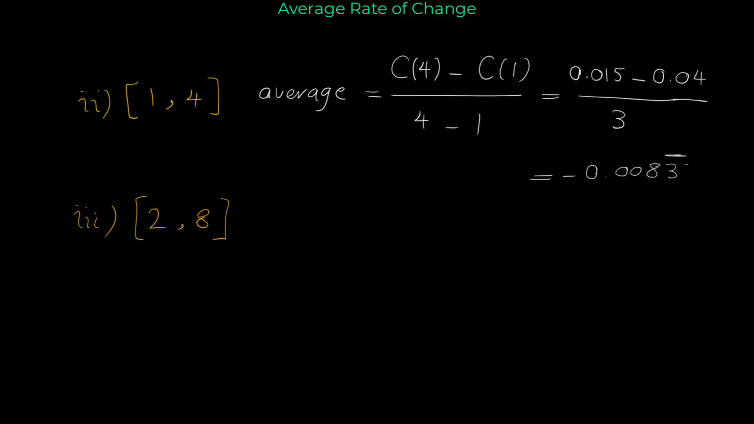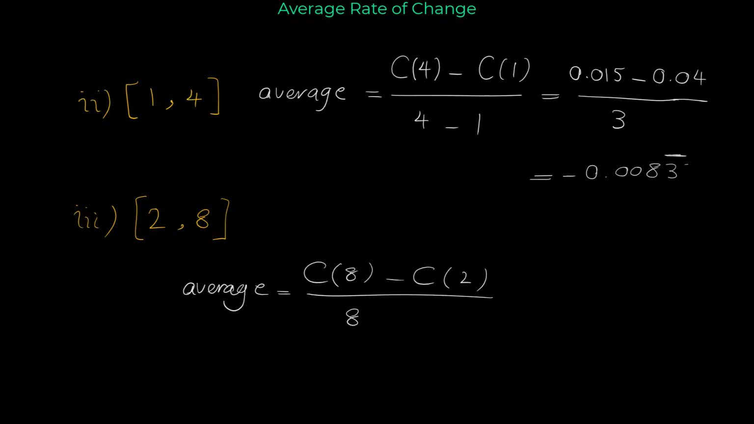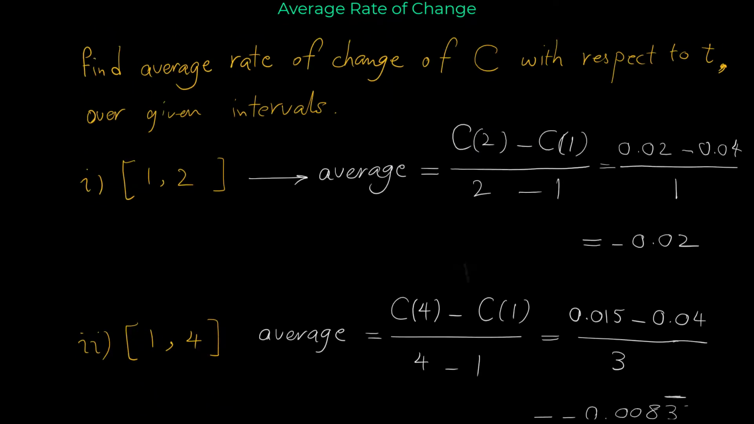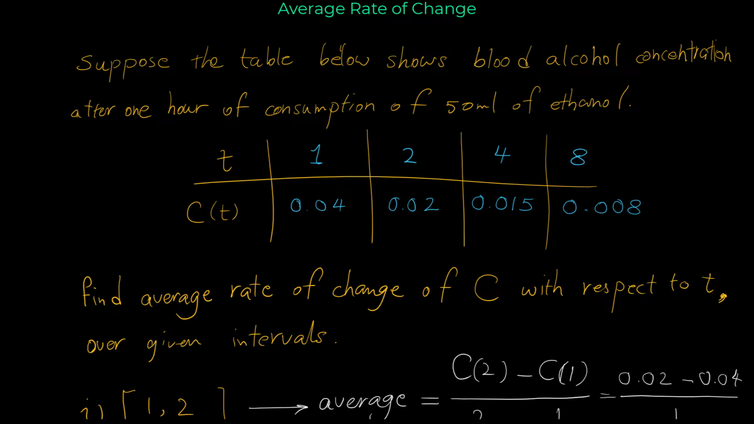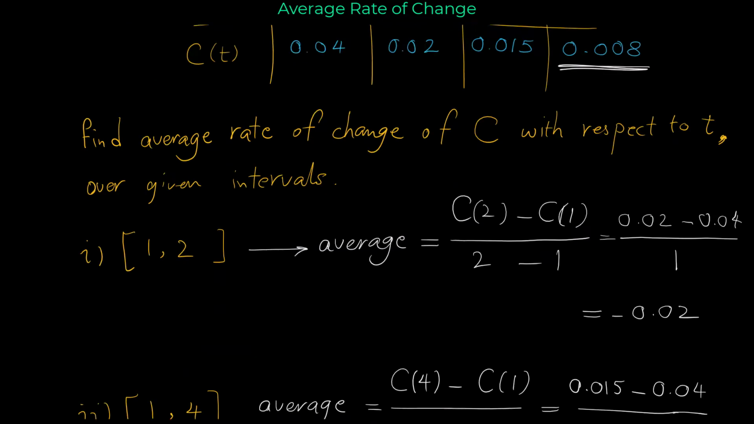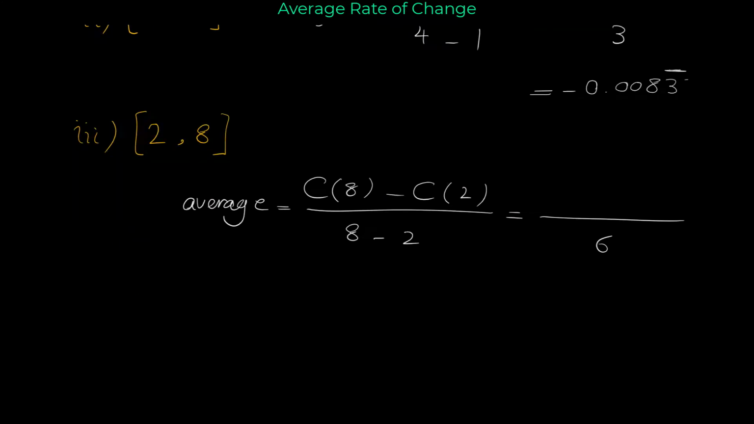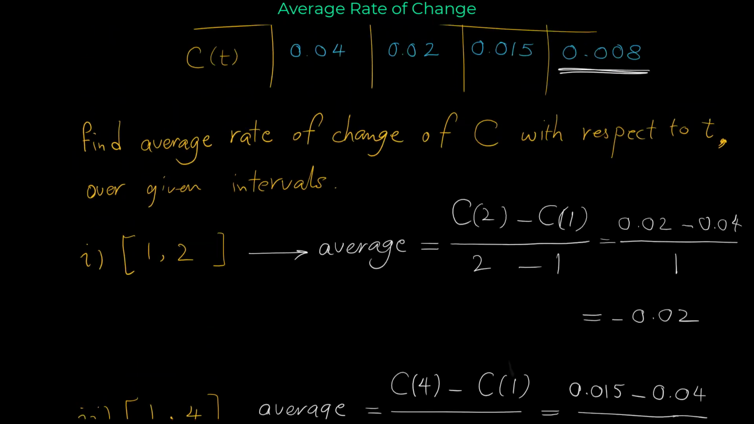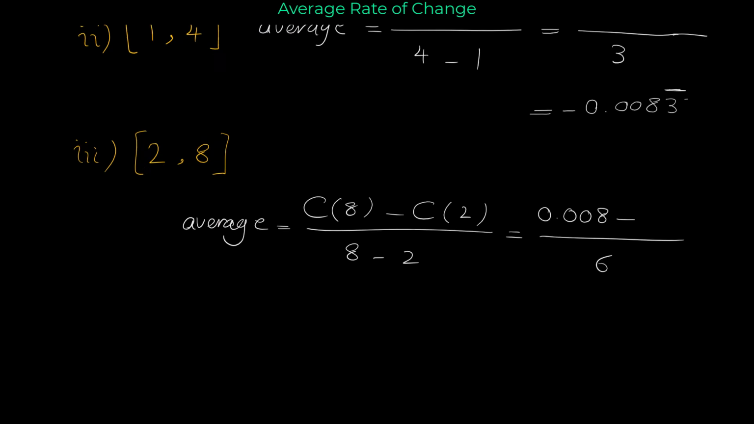And finally, when the interval is 2 to 8, the average rate of change would simply be C of 8 minus C of 2 over 8 minus 2. 8 minus 2 is 6. Let's see what is the concentration 8 hours after consumption. It's 0.008. What was the concentration 2 hours after? 0.02.